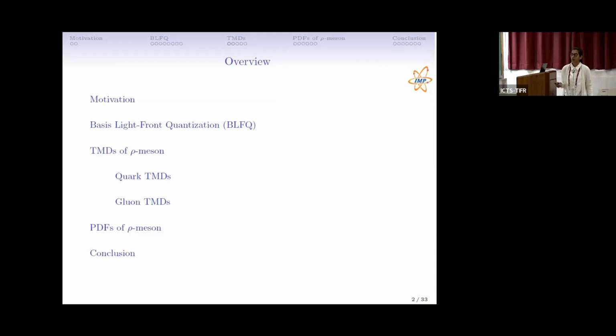So first of all, I will talk about what motivates us to study the Spin-1 structure. And then I will come to the approach that we use to study the Spin-1 structure, the basis light front quantization approach that Chandan already talked about yesterday. And then I will show some results of TMDs of the rho meson, the quark TMDs and gluon TMDs. And then I will show some PDFs that are the collinear limits of TMDs. And then I will show some results for the deuteron which we have just produced last night. So then I will conclude my talk.